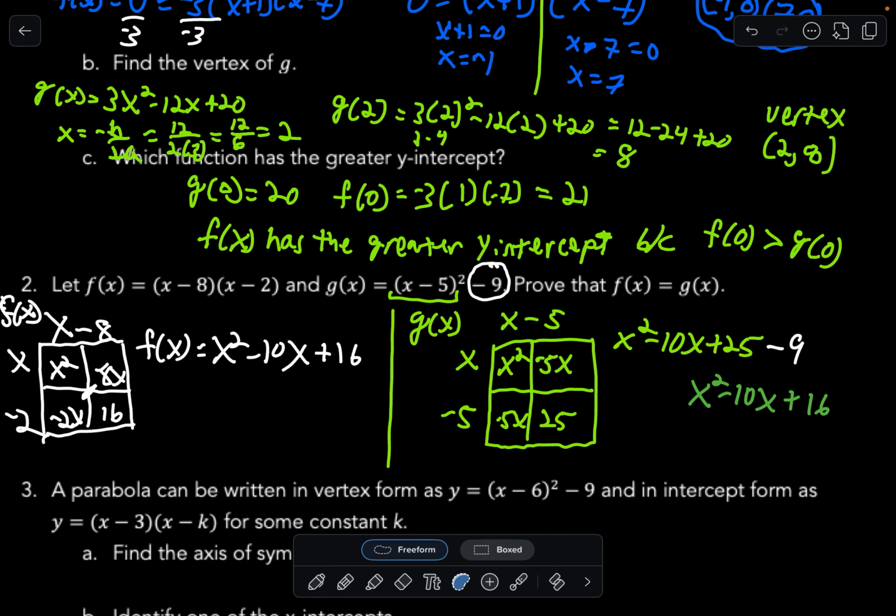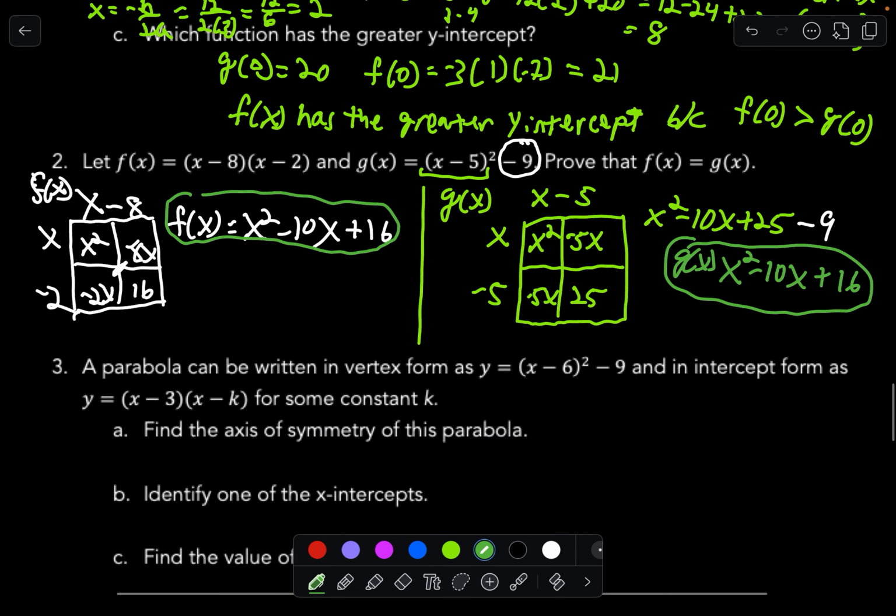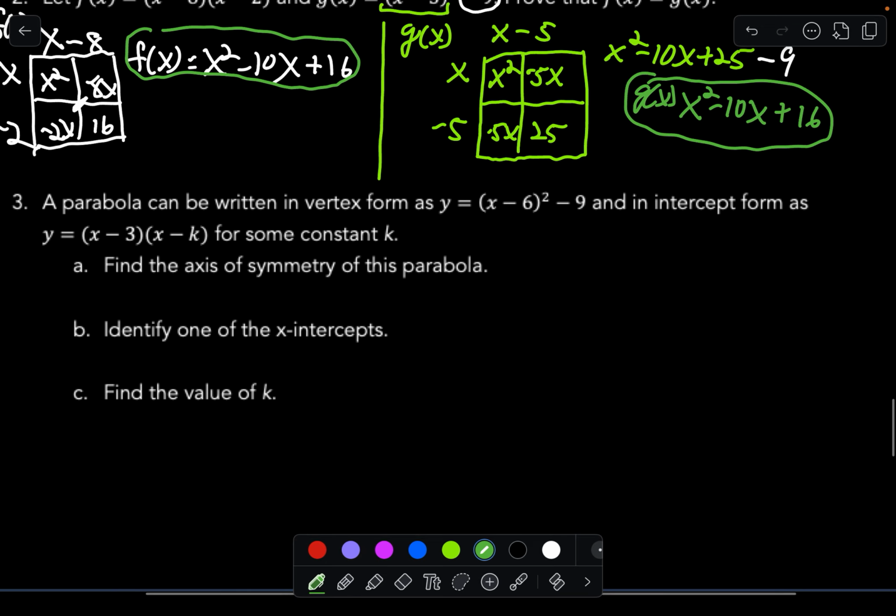Okay. And as you can see, this is the same thing as that. And so thus they are equivalent, and f of x does equal g of x. Now, a parabola, the last question. A parabola can be written in vertex form as this. So they give you the vertex form, and an intercept form as this. And for some constant k, and I bet you, in the end, they're going to ask us to figure out what k is. So find the axis of symmetry.